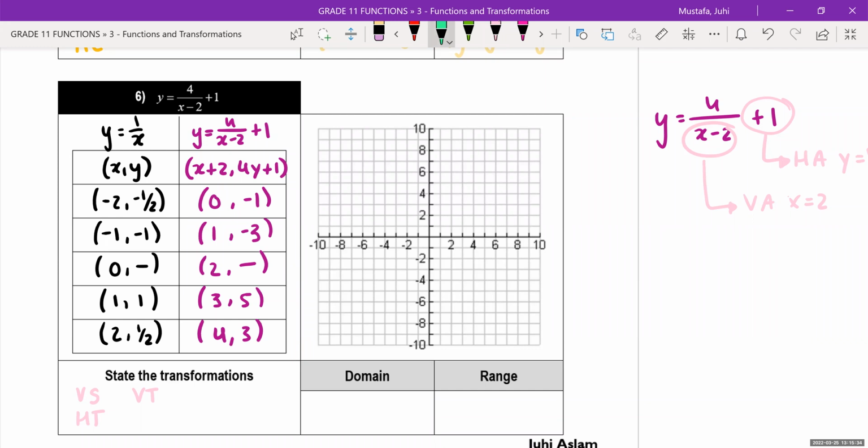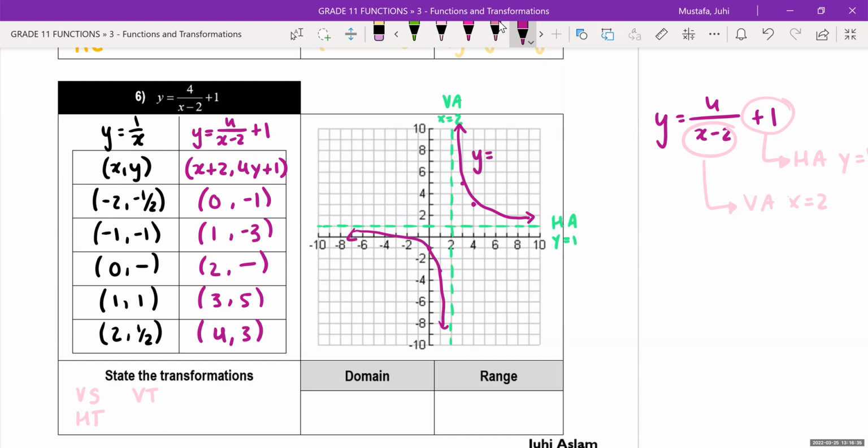Okay, so I'm going to draw in x is equal to 2. And I guess I'll just write it up here. We have a vertical asymptote at x is equal to positive 2. And then at y is equal to 1. So the points are (0, -1), (1, -3), and then (3, 5), (4, 3). That's what the graph looks like.